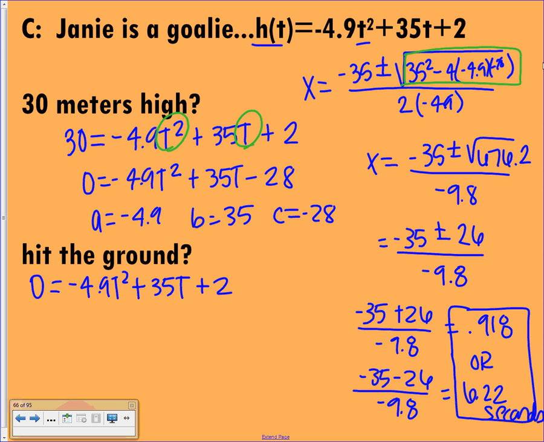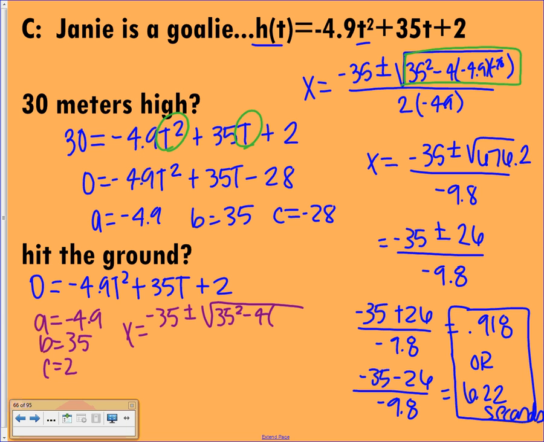Okay, so I'll do this in a different color so you don't get confused. So now my A is negative 4.9, my B is 35, and my C is 2. So if I plug in my equation, I've got x equals negative 35 plus or minus the square root of 35 squared minus 4 times negative 4.9 times 2, all over 2 times negative 4.9.